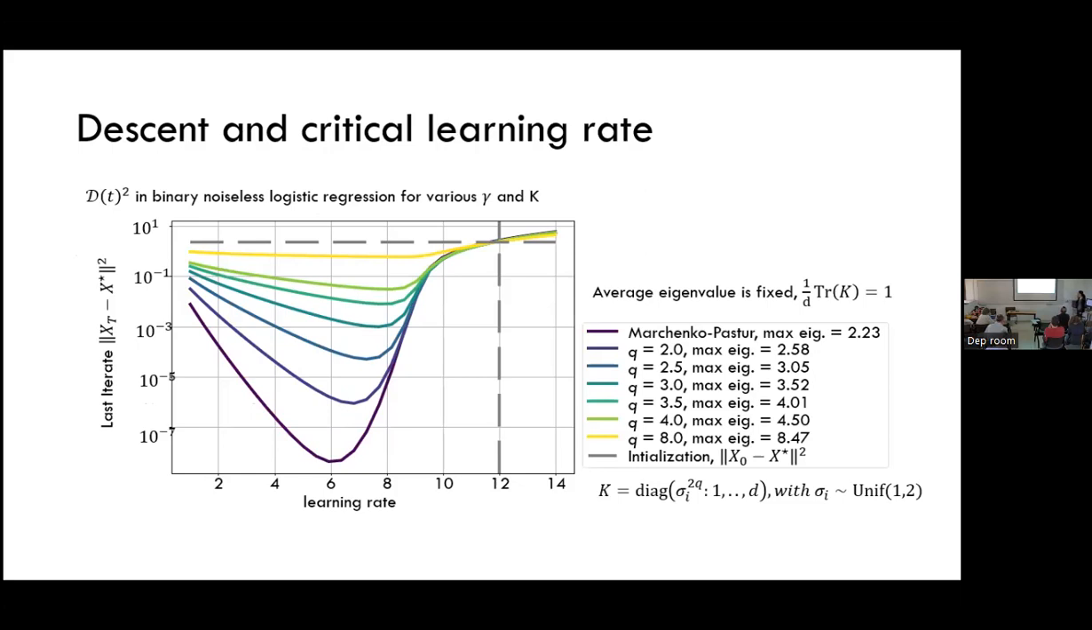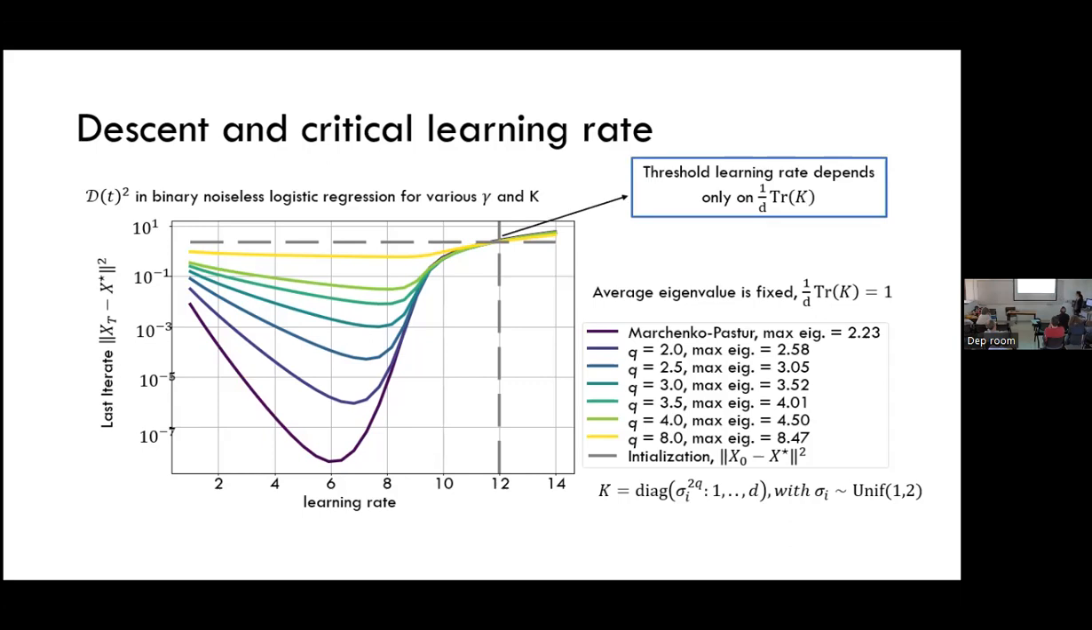And just to show how this indeed depends on the covariance matrix structure. What we did here is we look at this distance to optimality with respect to the last iterate as a function of the learning rate for different covariance matrix structures, which we generate in this form. So we have the covariance matrix that has a power law distribution.